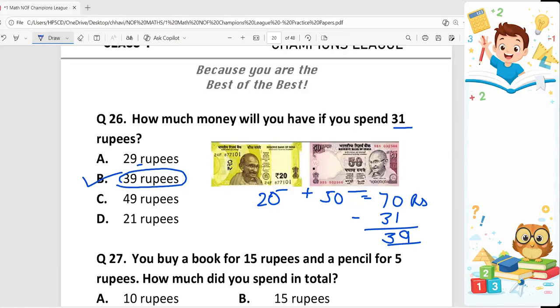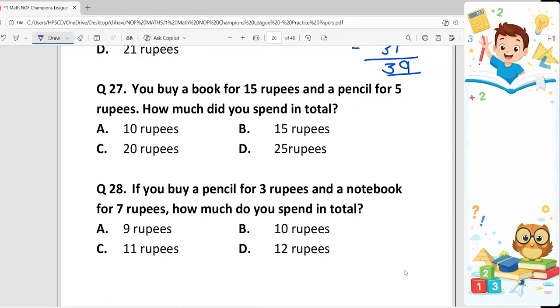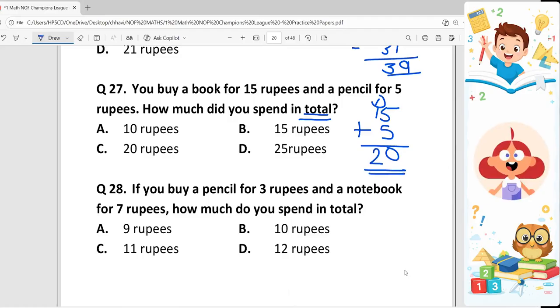Question number 27th. You buy a book for 15 rupees and a pencil for 5 rupees. How much did you spend in total? Again, they have asked total, which means you have to add it. So 15 rupees of book and 5 rupees of pencil. When we add 5 and 5, 10, 1 over here, 1 and 1, 2. So 20 rupees is our correct answer. Option C.